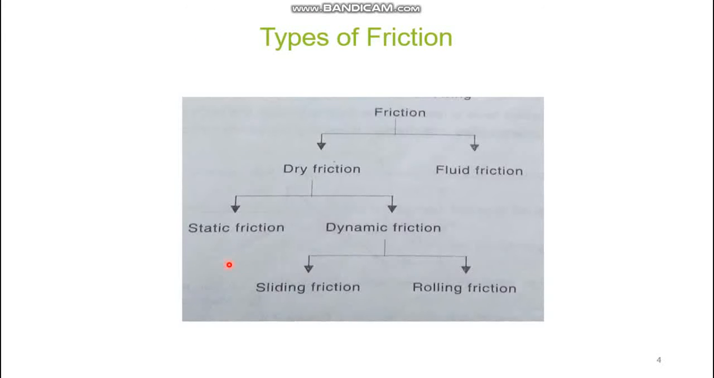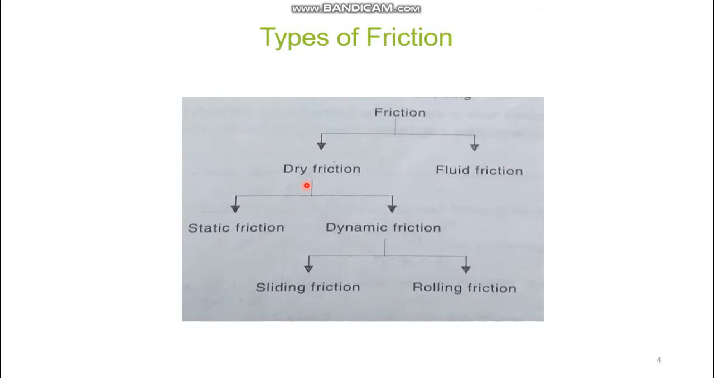What are the types of friction? Friction is broadly classified into two types. Number one is dry friction, and number two is fluid friction. Now, what is dry friction? Dry friction is a force that opposes the relative lateral motion of two solid surfaces in contact. And what is fluid friction? Fluid friction is the force that resists motion either within the fluid itself or of another medium moving through the fluid.